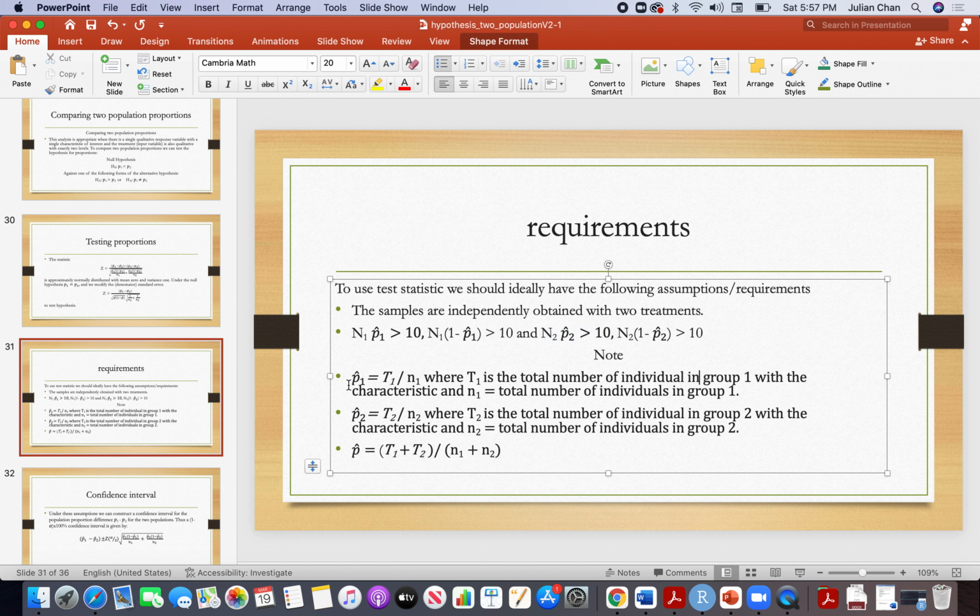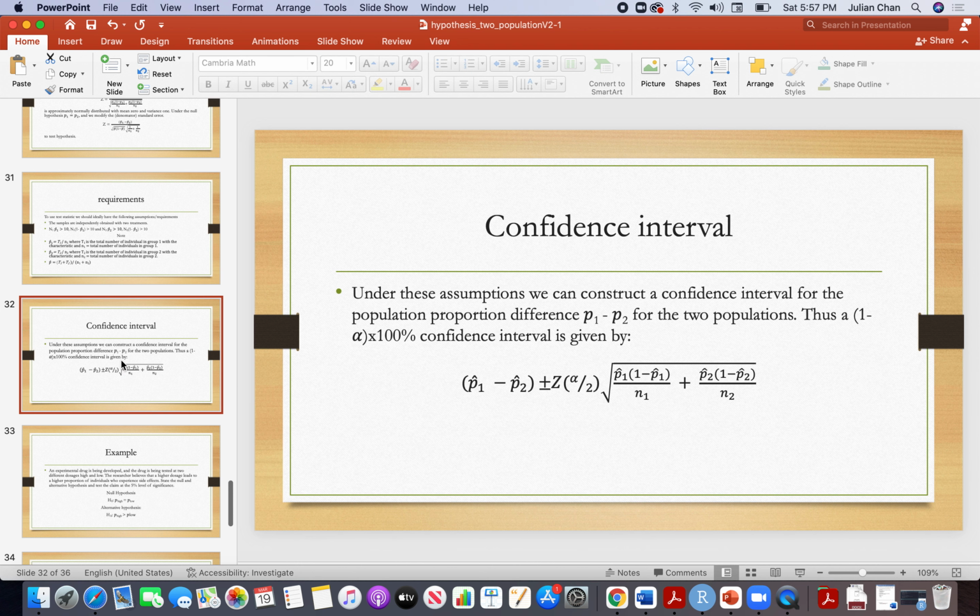Okay. Now p1 hat, this is the proportion of individuals in group 1 with the characteristic. P2 hat is the proportion of individuals in group 2 with the characteristic. And p hat, this is the proportion with the characteristic regardless of group. So T1 plus T2, where T1 is the number with the characteristic in group 1, T2 is the number with the characteristic in group 2, and N1 plus N2 is the total sample size. So we can calculate a confidence interval in this situation, and our confidence interval is given by this formula.